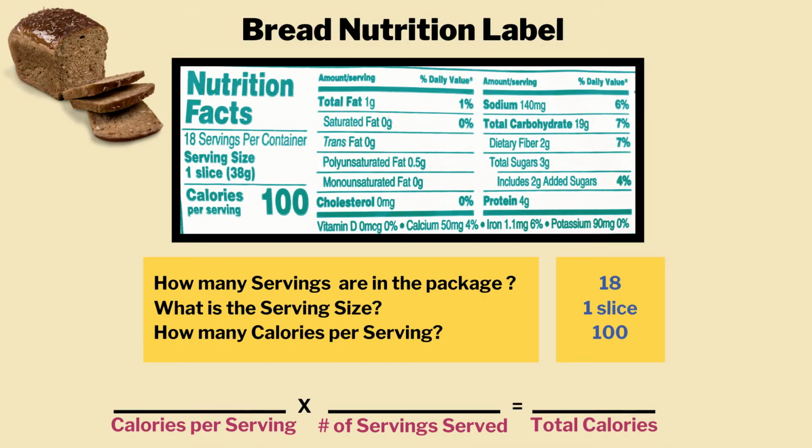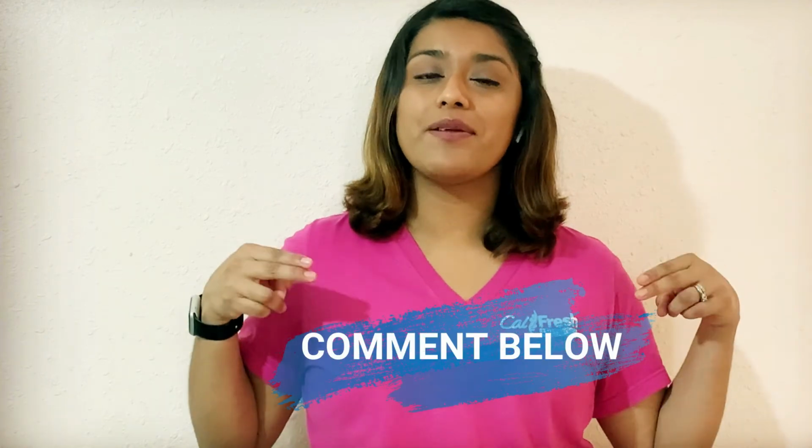Here's the equation again. You can pause the video to do the math. If you got 100 calories per serving times 2 servings served equals a total of 200 calories, you are correct. Comment right below if you got the answer right. This means you would be eating 200 calories out of the 2,000 calories that you need in one day. Great job! You are now becoming an expert at reading the label.